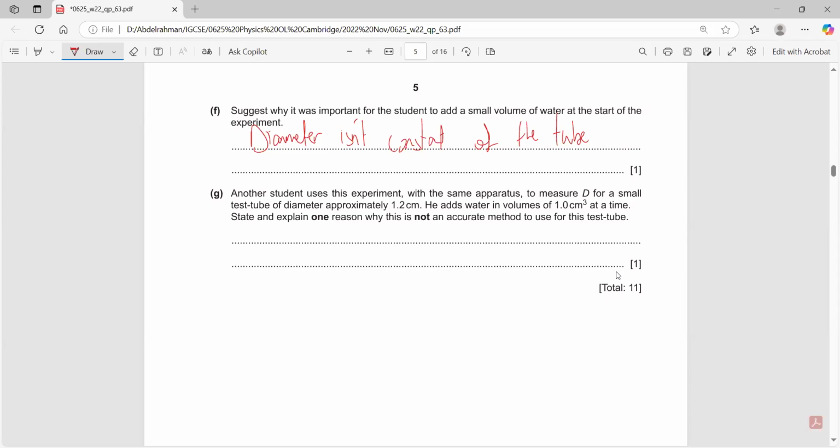Why isn't it accurate? Because 1 centimeter cubed is very small, right? The change in the height is so insignificant. That's the problem. The change in height is insignificant, right? The whole experiment is based on measuring the change in the height. If the change in the height is only 0.1 centimeters or even less, then it's very, very insignificant.